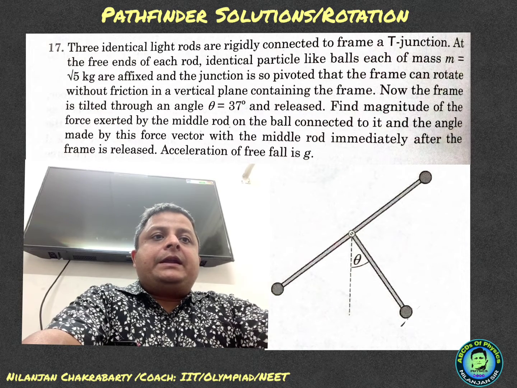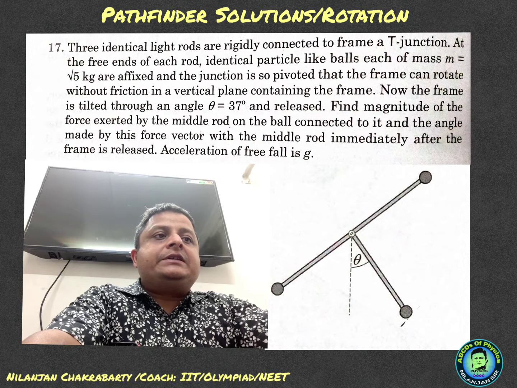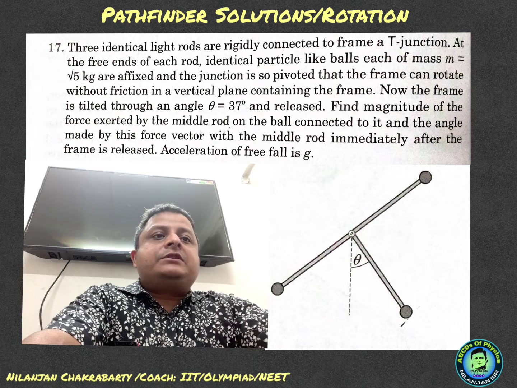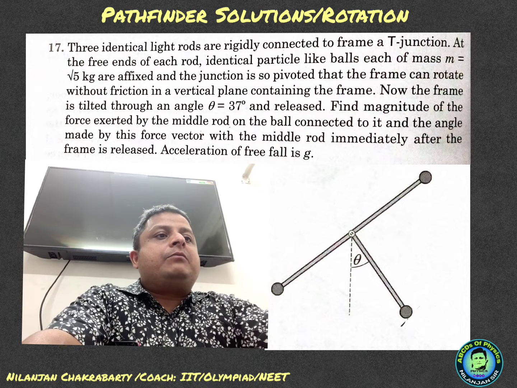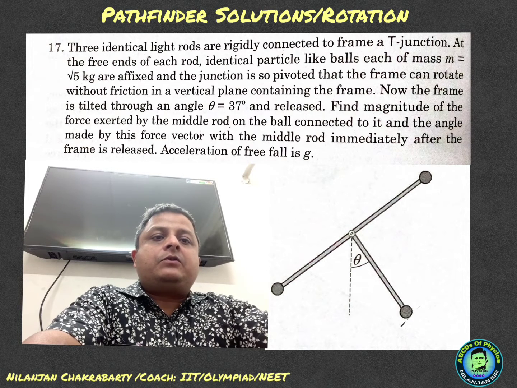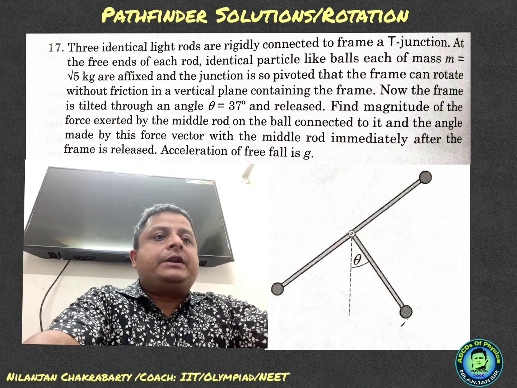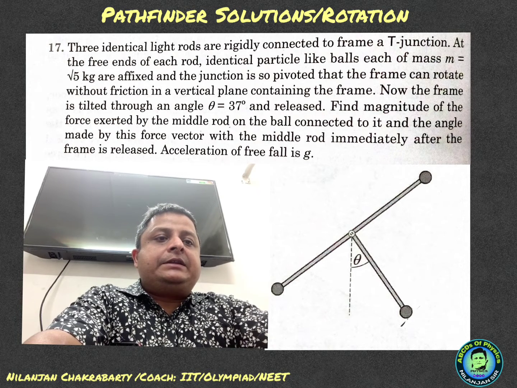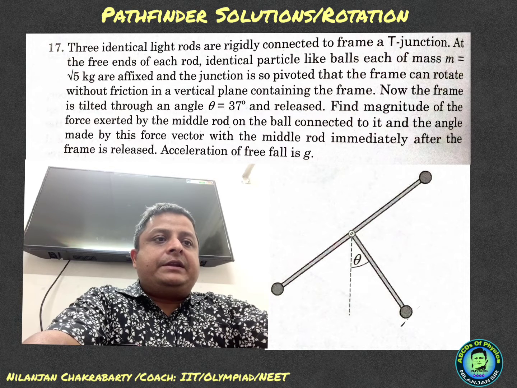Three identical light rods are rigidly connected to a T-junction. At the free ends of each rod, identical particle-like balls of mass m equal to root 5 kg are affixed, and the junction is pivoted so that the frame can rotate without friction in a vertical plane containing the frame. Now the frame is tilted through an angle theta equal to 37 degrees and released.